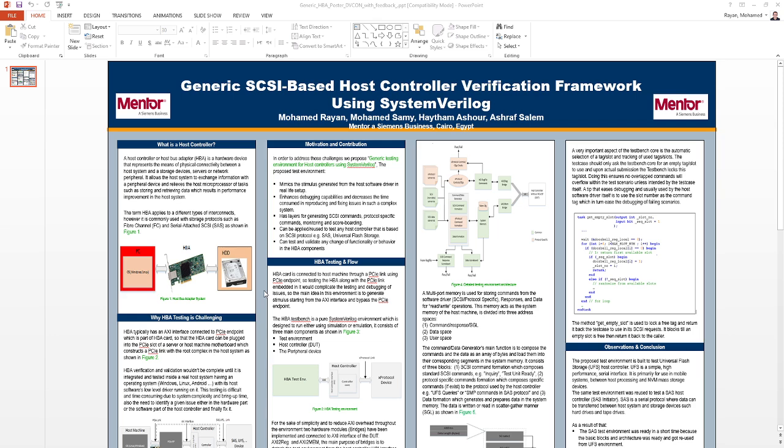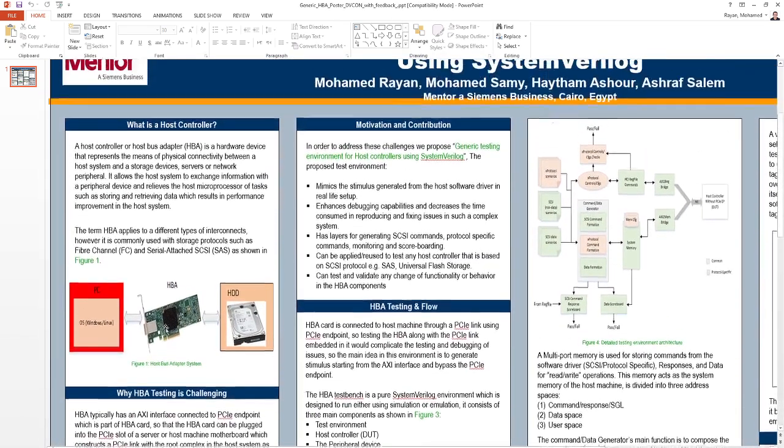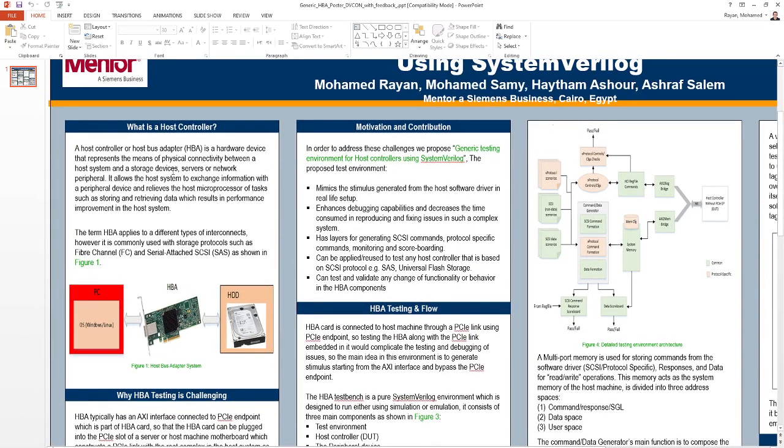I will be presenting the poster related to generic SCSI-based host controller verification framework using SystemVerilog, in which we are talking about the host controller and a common test bench that we built to test different types of host controllers that are SCSI-based. So let's start from the beginning. What do we mean by host controller? I will zoom in on the poster to focus on each section that we are currently discussing.